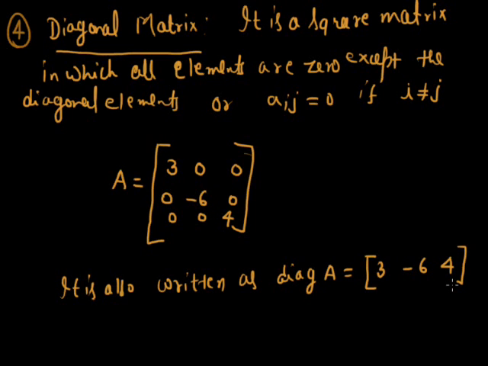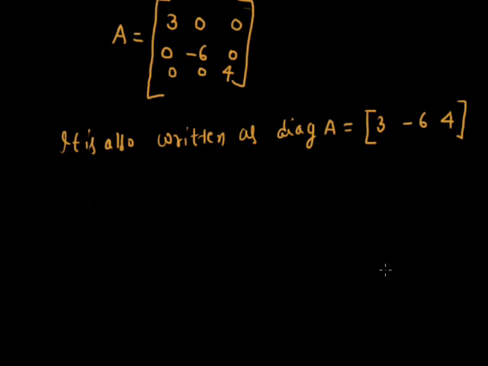If we write diag A equal to all the elements of the diagonal, it is understood that this is a square matrix of order 3 by 3, because there are 3 elements and these are the diagonal elements. So it is known as a diagonal matrix. Now fifth, after the diagonal matrix, we will discuss the scalar matrix.